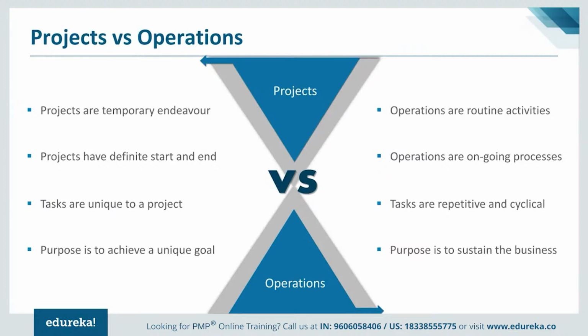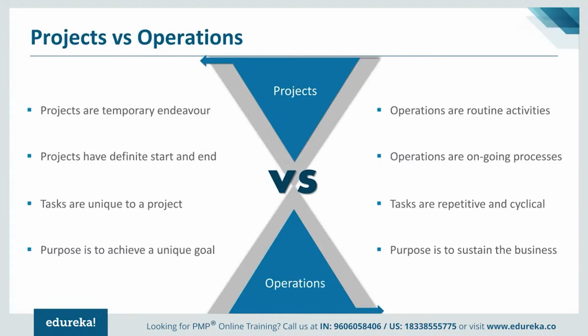Another confusion that people might have is to understand the difference between project and some of the operation activities. Let's quickly take a look at the difference between project and operations. Some of these things we have already covered. Projects are temporary, they have a start date and an end date. It's a temporary endeavor which is undertaken, as I mentioned, in order to produce some product, result, or to provide some service. Projects have a defined start date and end date. That's another thing which we already spoke about.